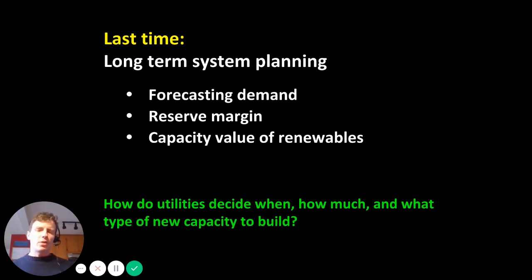We also, at the end, talked about how renewable energy like wind and solar is treated in long-term system planning, specifically towards meeting peak electricity demand. So in general, the discussion hinged on how do utilities decide when, how much, and what type of new capacity to build?